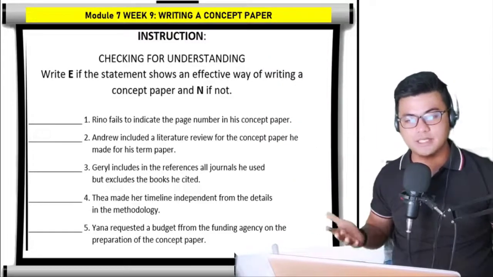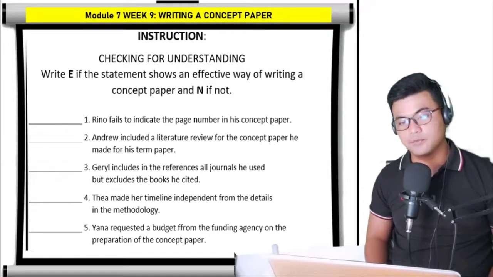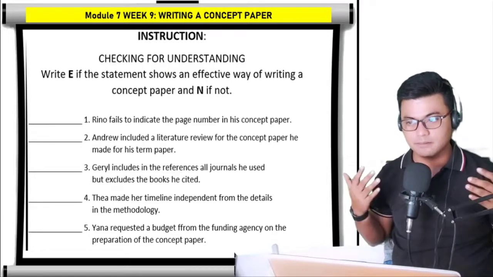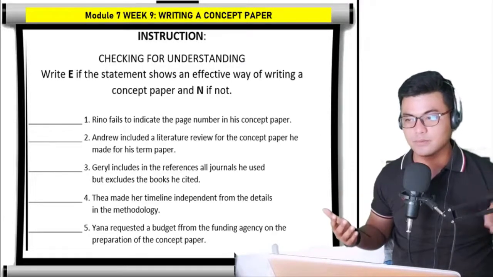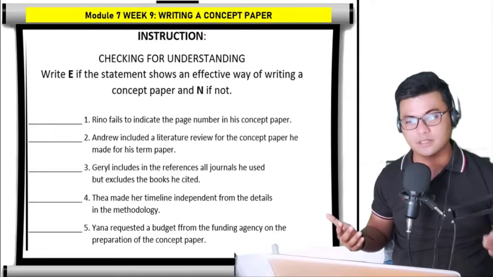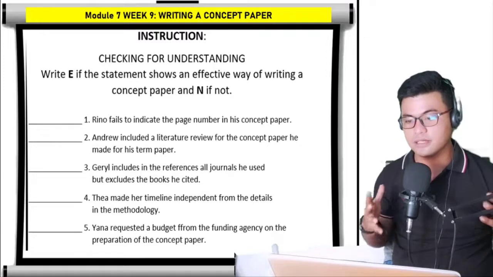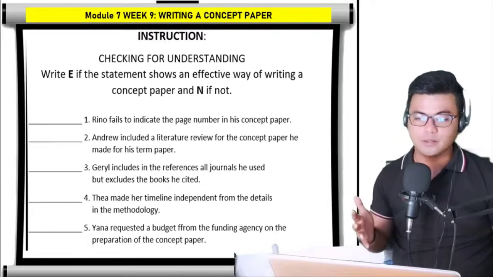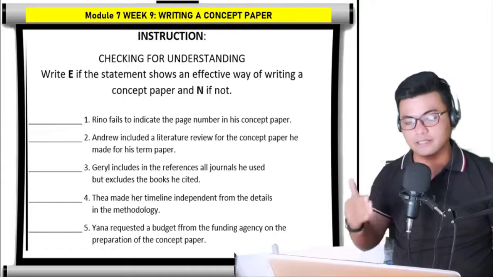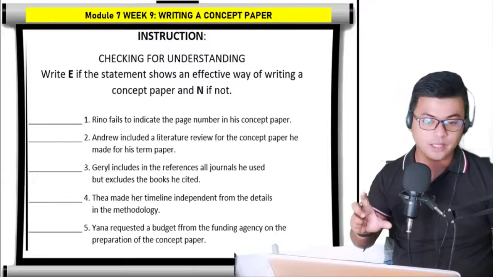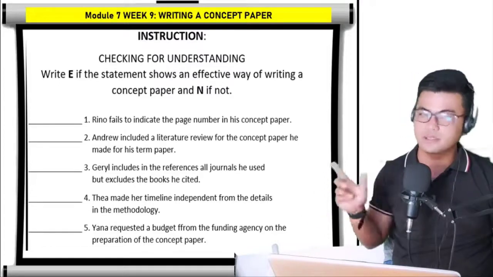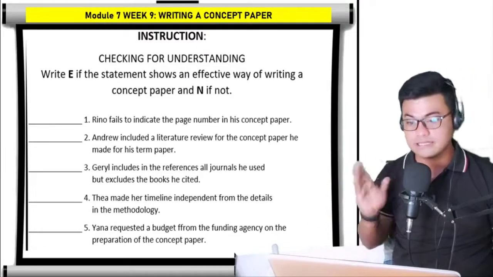Now, let's proceed sa ating weekly assessment, and this is just very easy because probably next week I'm going to give you an activity on how to write a concept paper, a simple concept paper. But for now, I want you to identify the following. I want to check your understanding, right? Write E if the statement shows an effective way of writing a concept paper, and N if not. So E and N. So this is not TF.